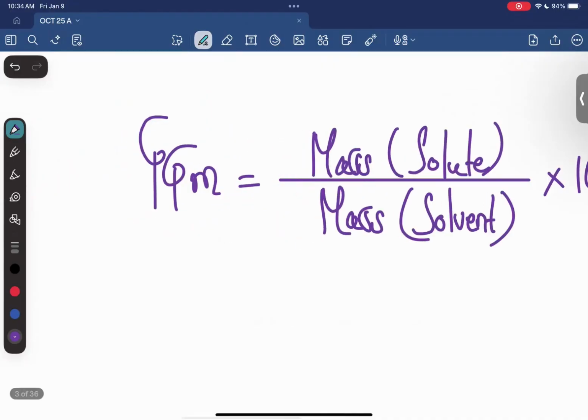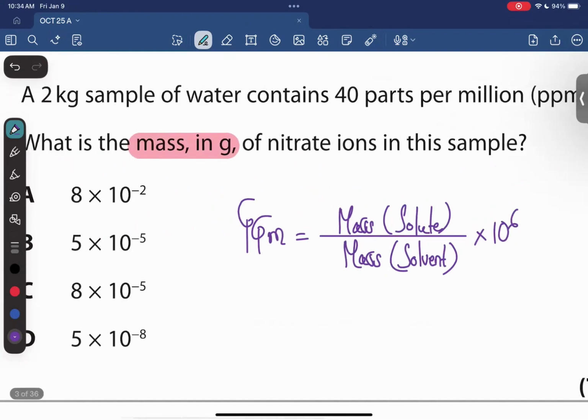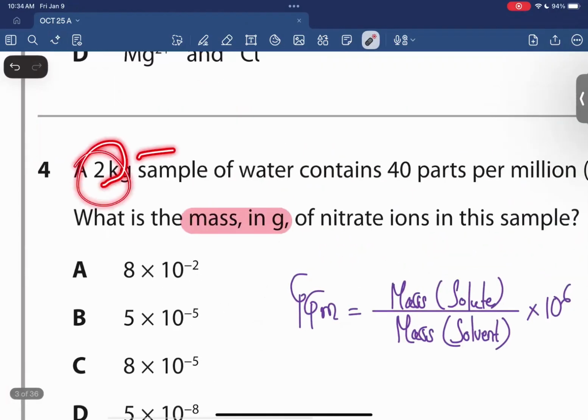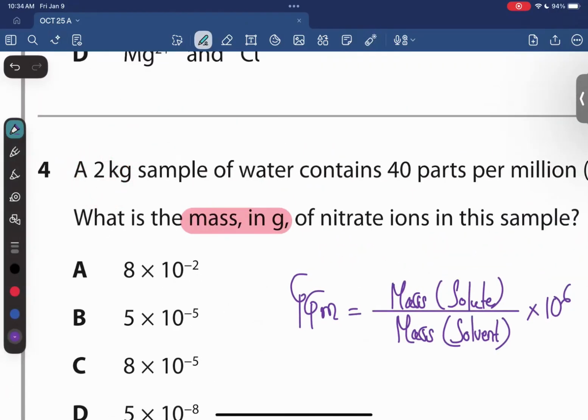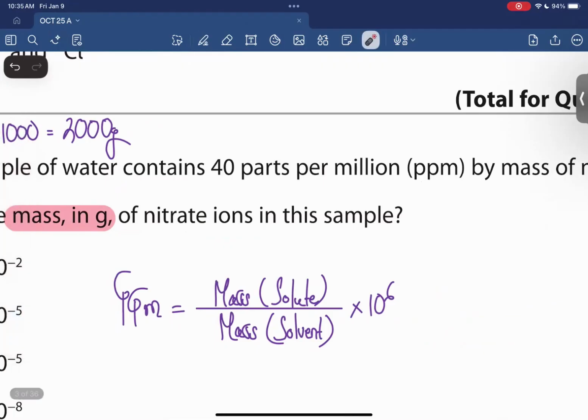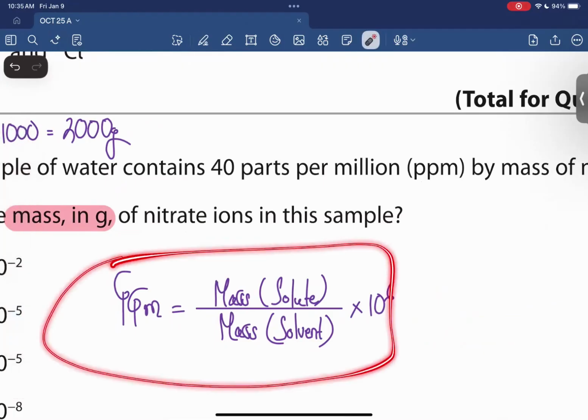Okay, now what I can see from here is that the mass of water is 2 kg, right? However, you have to convert this unit into grams. So what you're going to do is 2 times 1000. So the mass of this is 2000 grams. So this is the mass of solvent, or the mass of water. You have your value of ppm given, that is 40. Now you put all of these values into this equation and make the mass of solute the subject, and hence you'll get your answer.